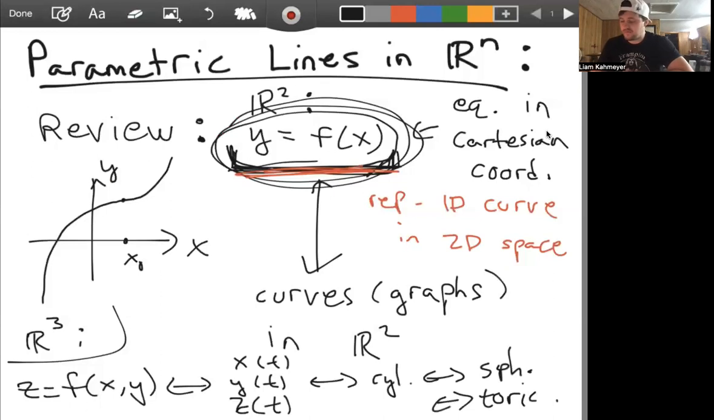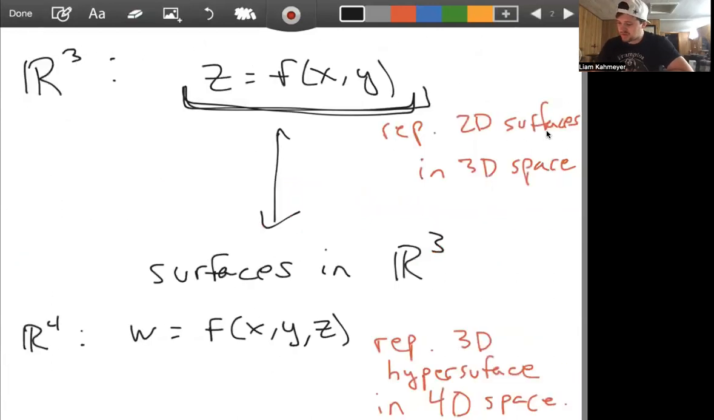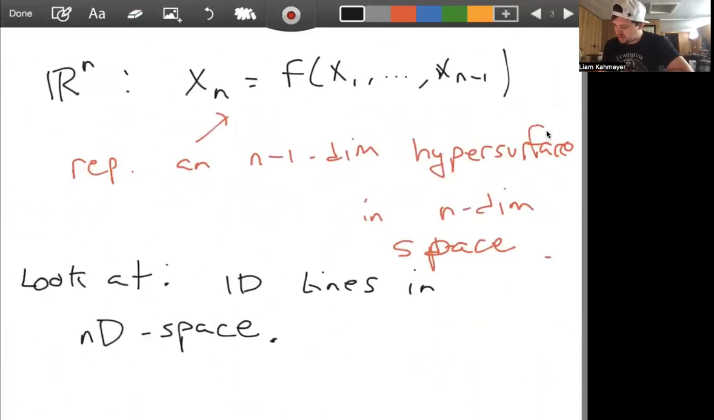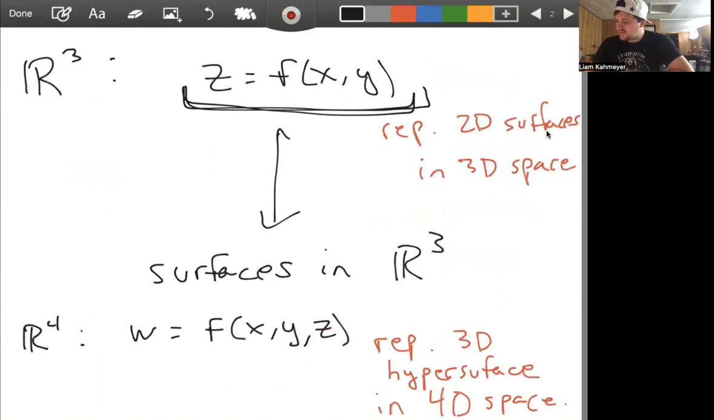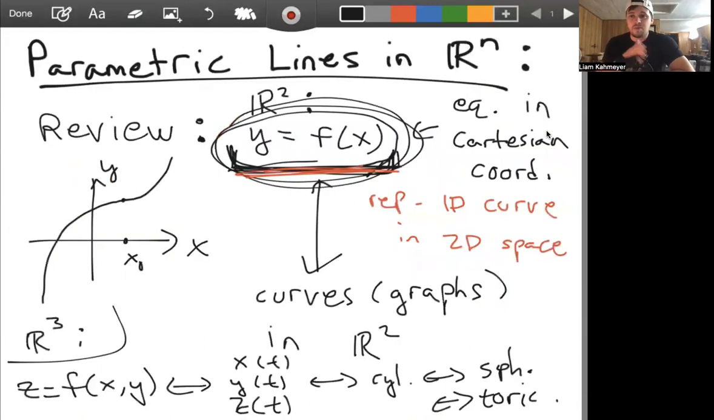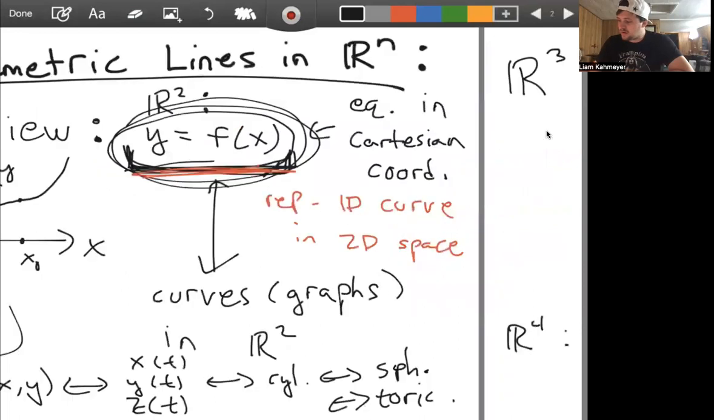Toric coordinates would be the most convenient coordinate system for understanding a torus, which is like a donut, right? If this was living in 3D space here. And so there are many different ways that we can understand the same surface or the same object. It's important that we understand them through as many lenses as possible, because depending on the setting, one may be more advantageous or more simple than the other.